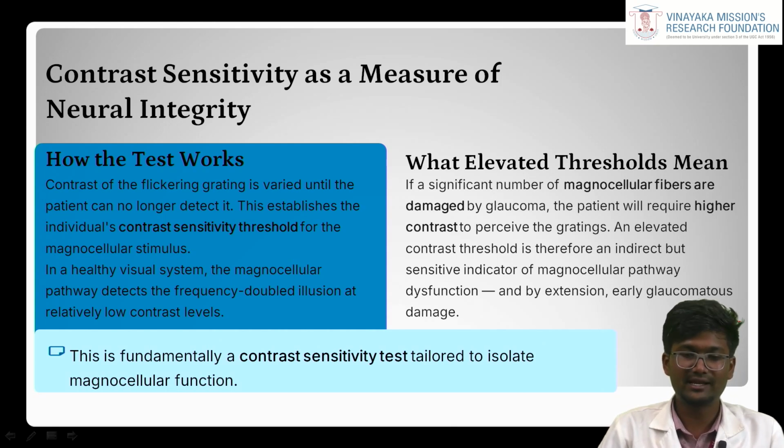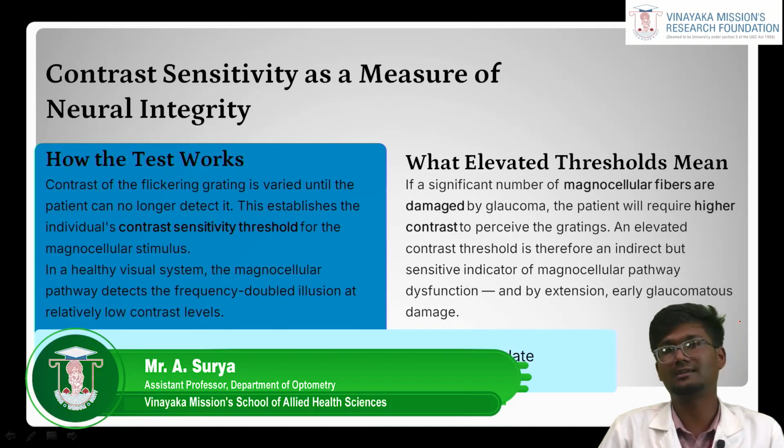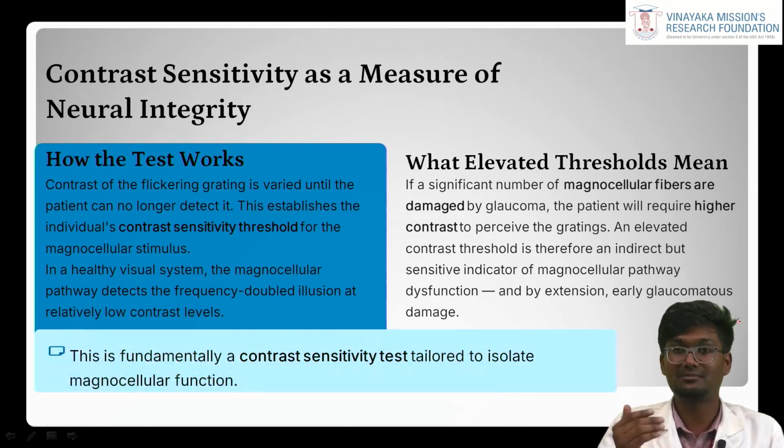The contrast of the flickering grating is varied until the patient can no longer detect it. We also saw the Pelli-Robson chart, where the contrast decreases as the triplets approach the bottom level. A similar contrast level was utilized in this FDT.